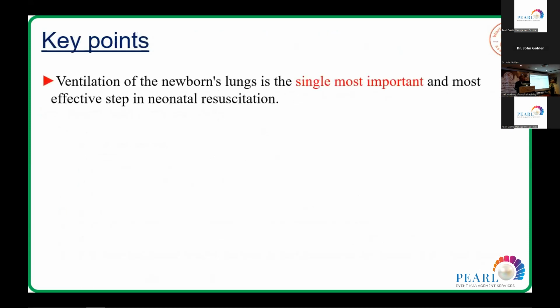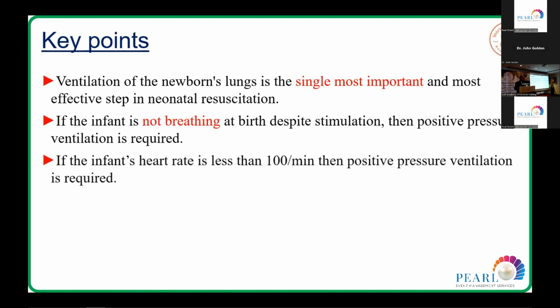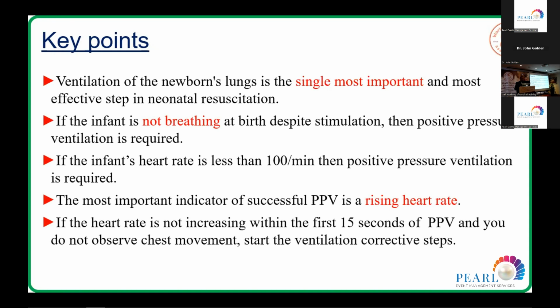So, key points. Ventilation of the newborn lung is the single most important and most effective step in neonatal resuscitation. If the infant is not breathing at birth despite stimulation, then positive pressure ventilation is required. If the infant's heart rate is less than 100 beats per minute, then positive pressure ventilation is required. The most important indicator of successful PPV is a rising heart rate. If the heart rate is not increasing within the first 15 seconds of PPV and you do not observe chest movement, start the ventilation corrective steps.